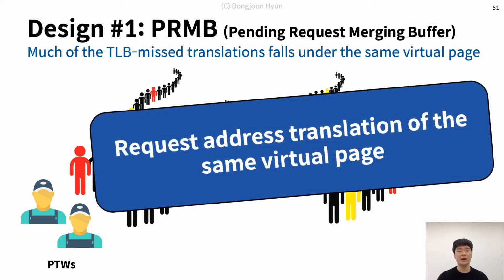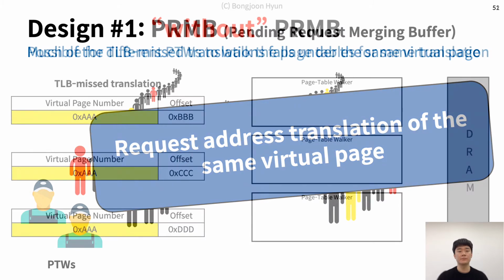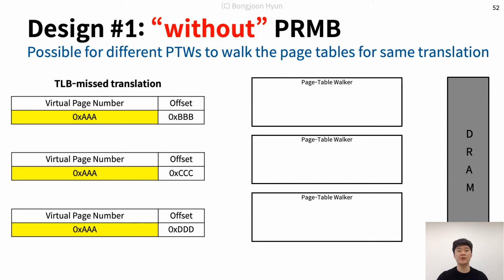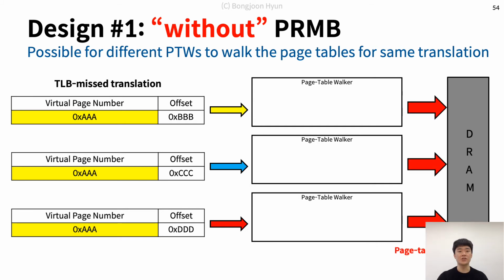So our design is a microarchitecture called PRMB, short for Pending Request Merging Buffer, which is designed to remove such redundant page table walks. The role of PRMB is better illustrated with the example shown in this slide. The 3 TLB-missed translations on the left fall under the same virtual page. However, the MMU doesn't have PRMB, so it has no idea that the 3 translations are requesting the same virtual page. It allocates 3 different page table walkers, and each assigned page table walker starts redundant page table walks for the same virtual to physical translation, which waste valuable address translation bandwidth.